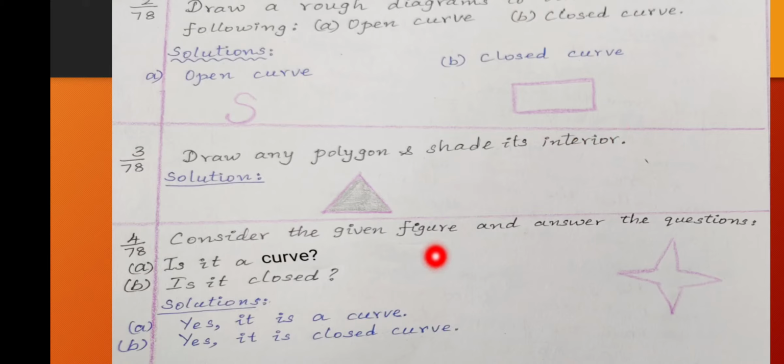Consider the given figure and answer the questions. Is it a curve? Yes, it is a curve. It can be drawn without lifting a pencil. It has bends also. It is a curve. Is it closed? Yes, the starting point and the ending point of the curve are same. So it is a closed curve.